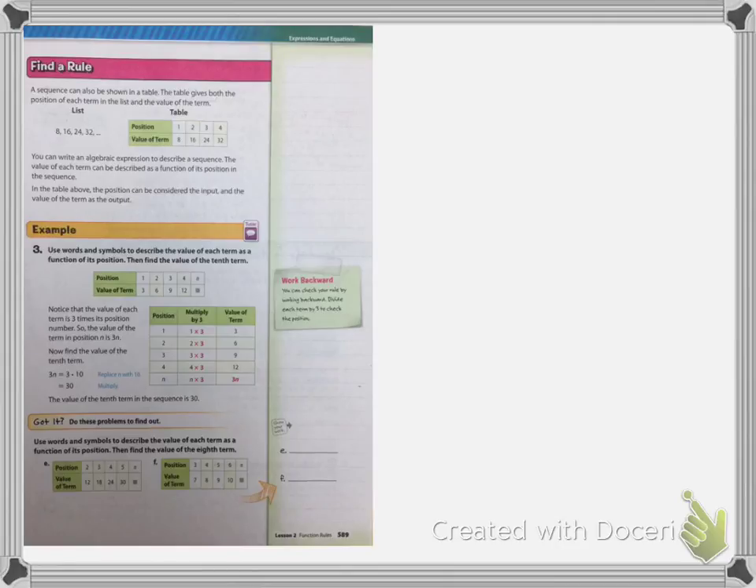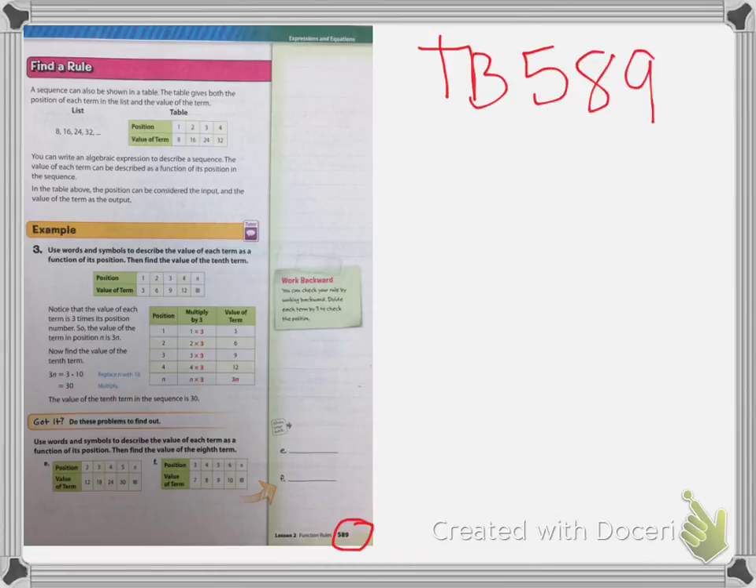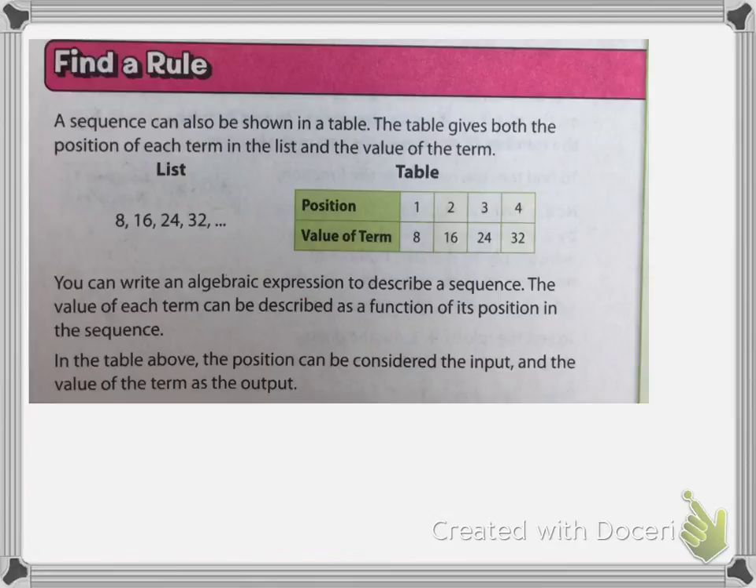All right, as you can see now, we are on textbook page 589. So textbook 589, and on the next slide, we're going to go ahead and zoom in so that we can get started on that one. All right, on textbook page 589, it says find a rule. So let's go ahead and outline find a rule here.